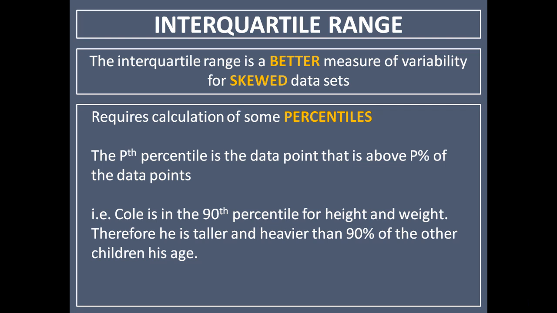So for example, at my son's 2-year checkup, the doctor told us that Cole was in the 90th percentile for height and weight. Well, what did that mean? It meant that he was taller and heavier than 90% of the other 2-year-olds out there. P for percentile with the subscript 46 would mean that we're referring to the 46th percentile.